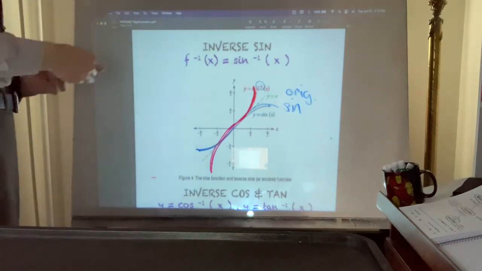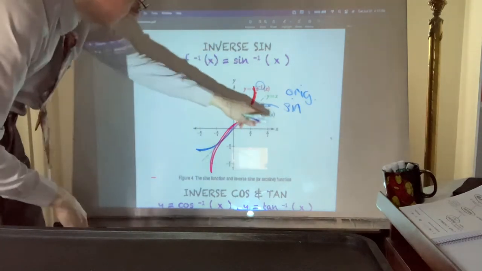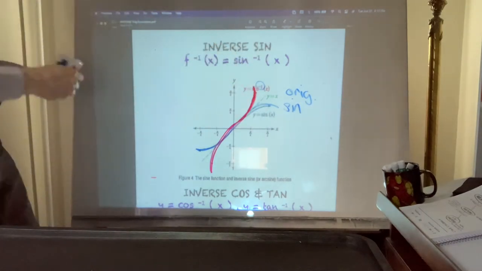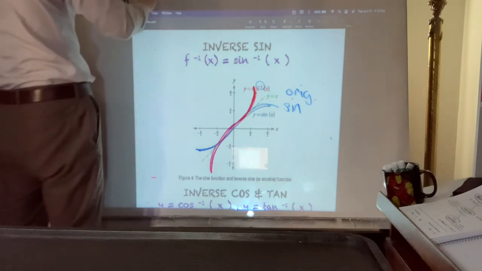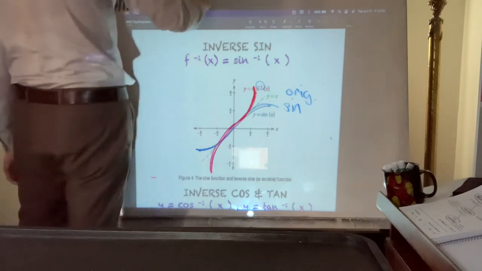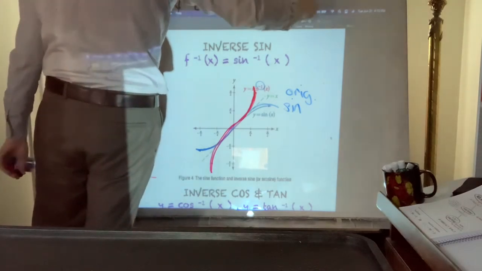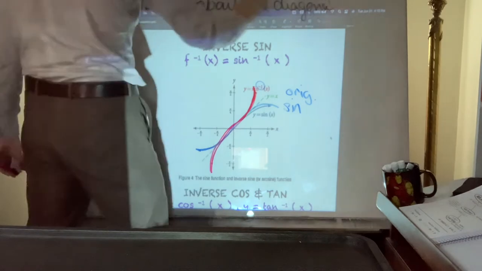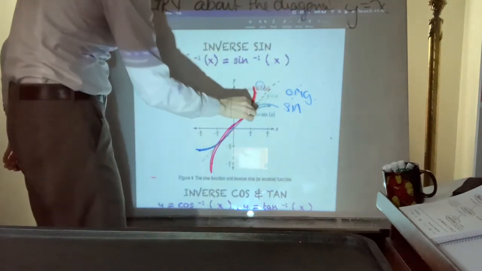One thing to remember, what's still true about functions and their inverses is that they have symmetry when graphed about the diagonal line y equals x, right, which would be what this dashed green line is in the picture.